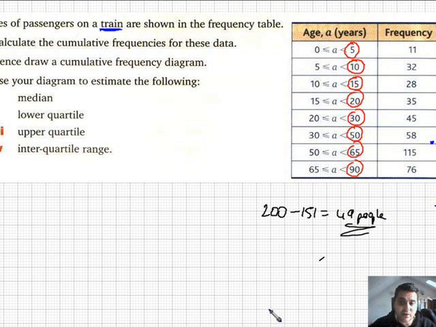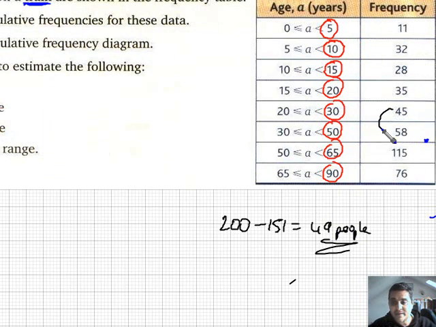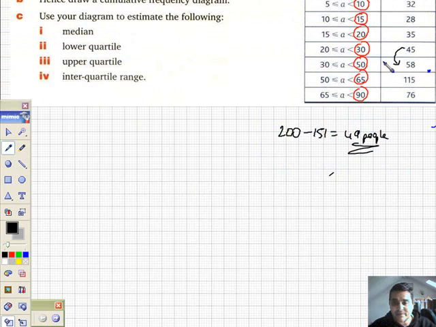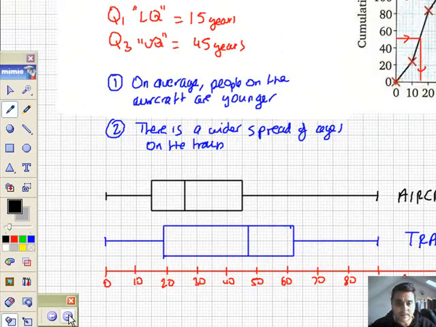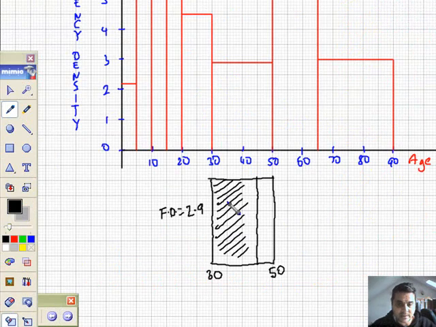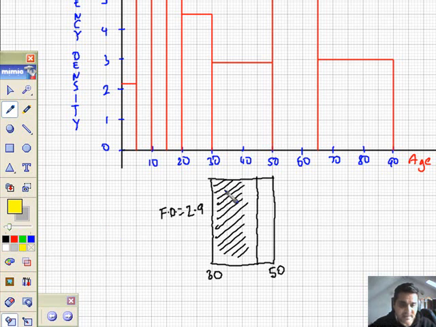Alright? Have you got that? That's really important that you get that. So I want to go from this group to this group, and I want to find the appropriate width that takes me up to a frequency of 49 people. So let's just zoom forward, and that's why I drew this. This area here has got to represent 49 people. Alright? So I'm going to put a great big red 49 there.